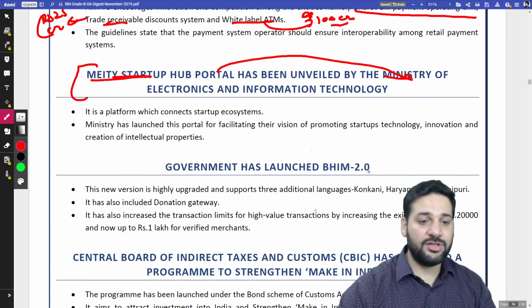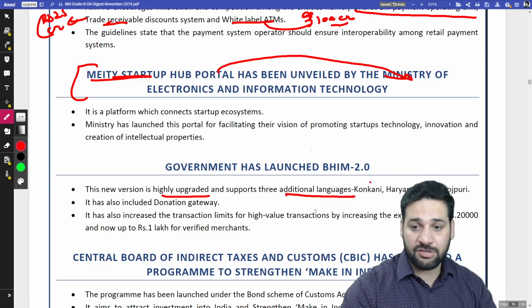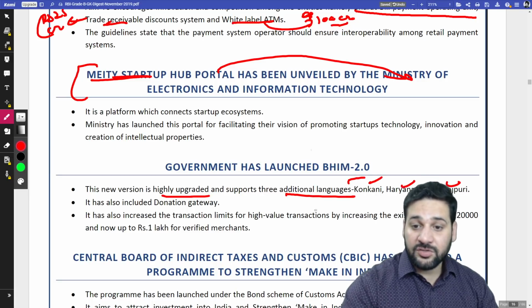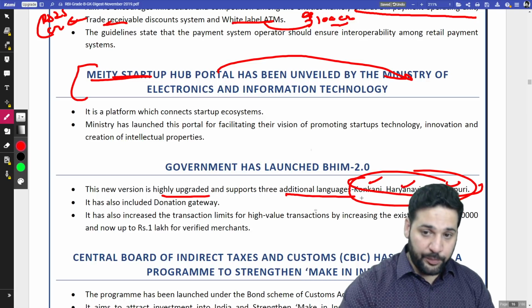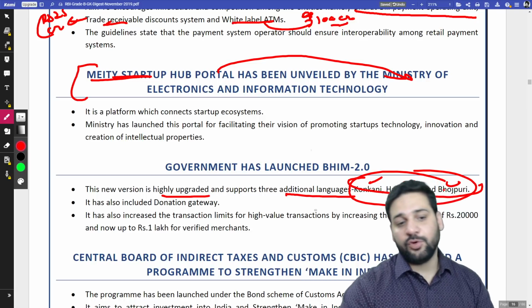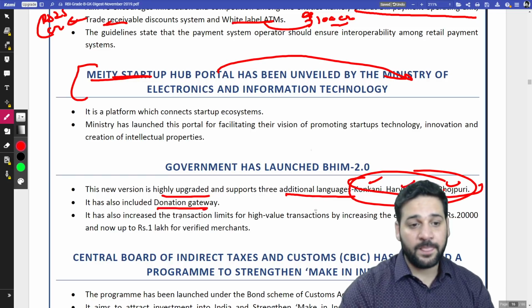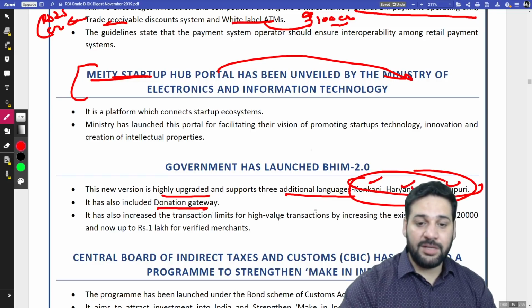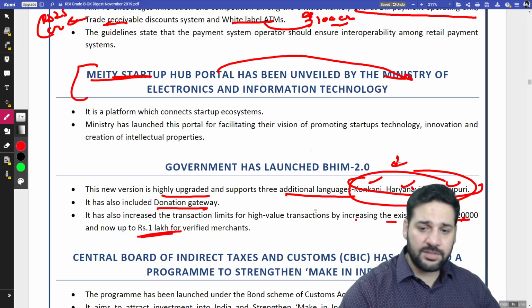And the government has launched the Bheem 2.0. The new version is highly upgraded, supporting 3 additional languages, Konkani, Haryanvi and Bhojpuri. So this is important. The Bheem 2.0 supports Konkani, Haryanvi and Bhojpuri. So that's kind of important. It included the donation gateway and it increased the transaction limit for high value transactions by increasing the existing cap of 20,000 rupees, and now it is 1 lakh for verified merchants. So ये दोनों question बड़े important हैं.